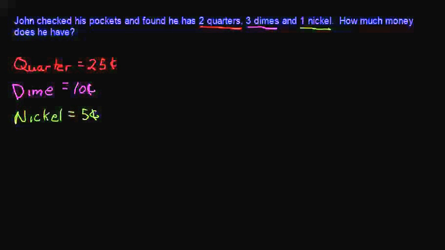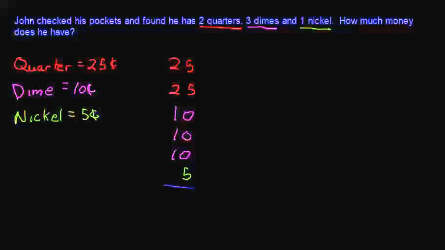Now, let's write this as an addition problem. We have 2 quarters, so we're going to have 2 25s. So we've got 25 and 25. We have 3 dimes. Well, that's 1, 2, 3 dimes, and we have 1 nickel. Now this is a lot to add up. We've got a big column of numbers.